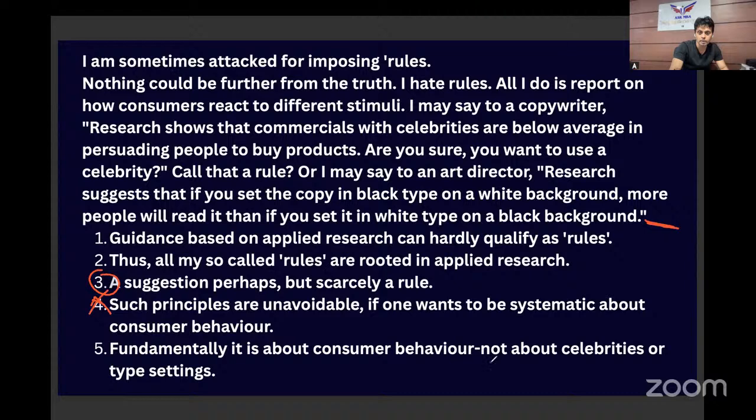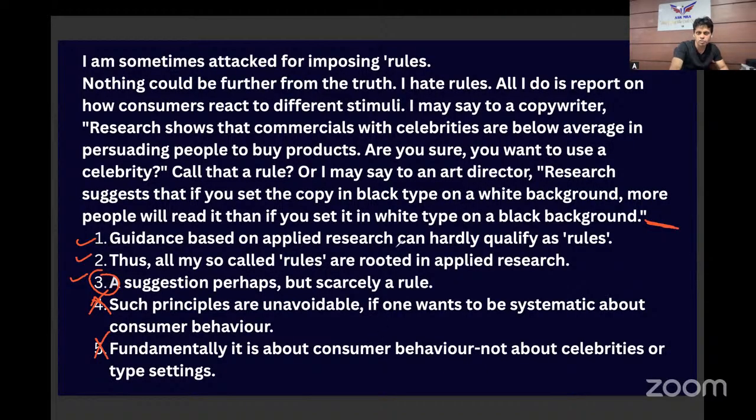Fundamentally, it is about consumer behavior, not about celebrities or type settings. Of course, we are not talking about celebrities. It's basically about rules and that stuff. That was just an example. So either the answer is going to be first, second, or third. Definitely not fourth and fifth. Remember this thing, guys, whether the options are four or five, two options you can easily eliminate if you have some understanding. And then out of the remaining three options, you can figure out what the answer could be.